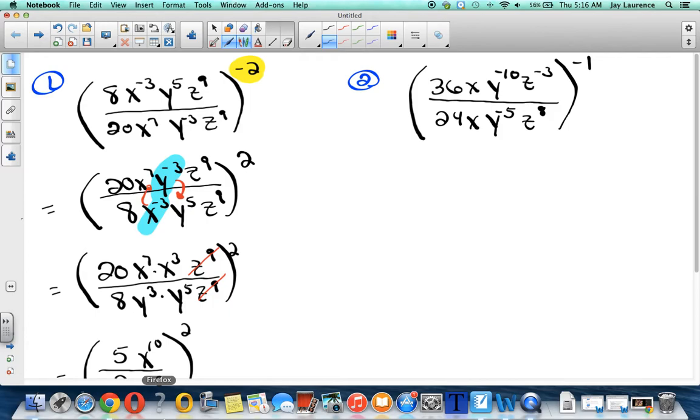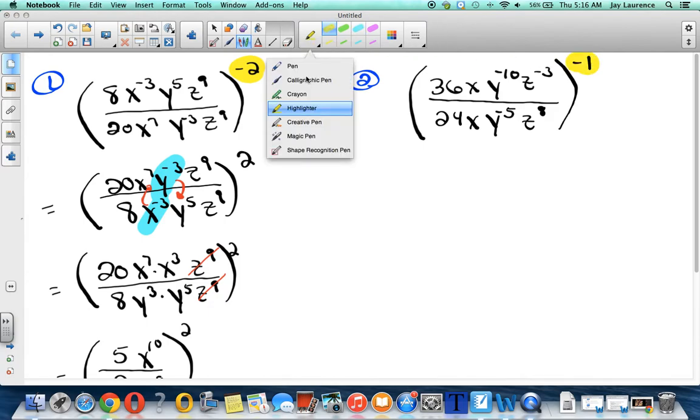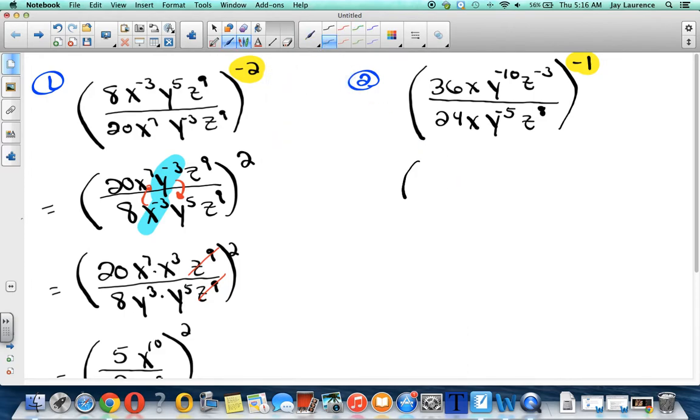All right. Number 2, same thing. I'm going to, first of all, take care of this guy. I don't want a negative there. So I'm going to find my reciprocal, which will be 24x y to the negative 5th z to the 8th. I'm going to put that over 36x, y to the negative 10th, z to the negative 3rd. Now it'll be to the first power, which really means the parentheses are unnecessary. So I'm going to drop them out of the next step.